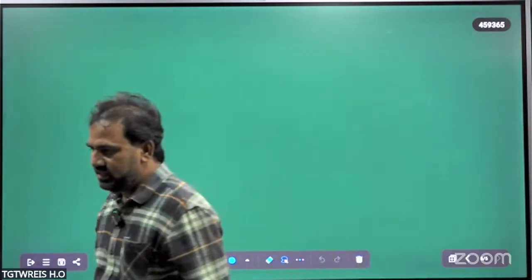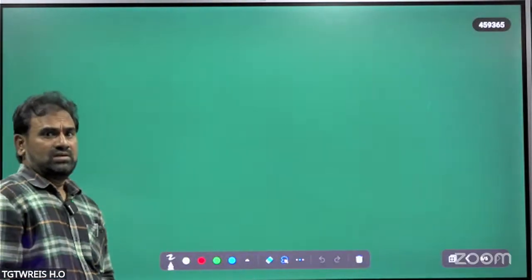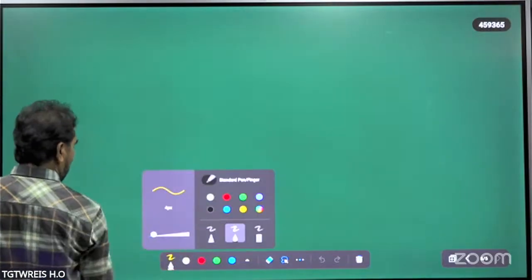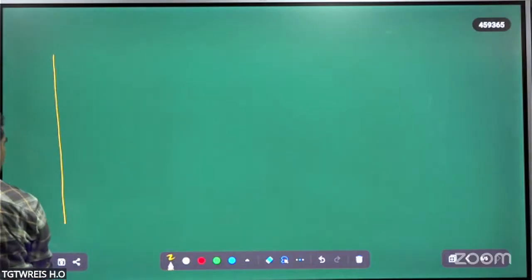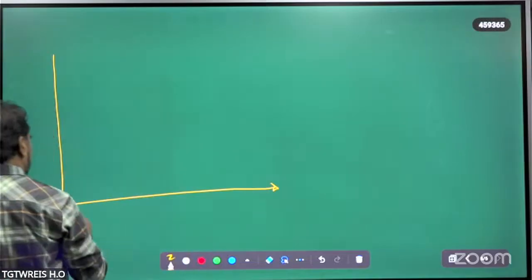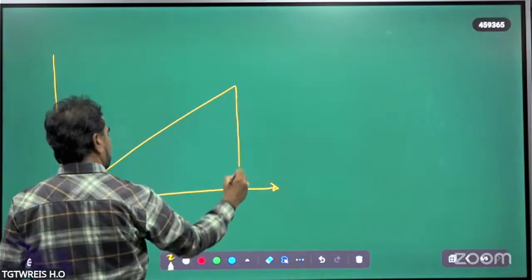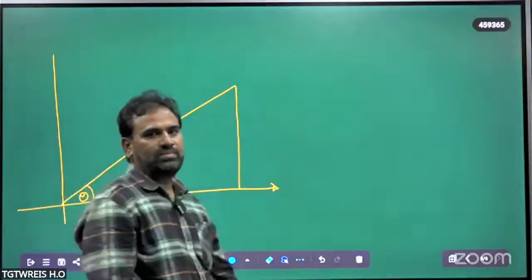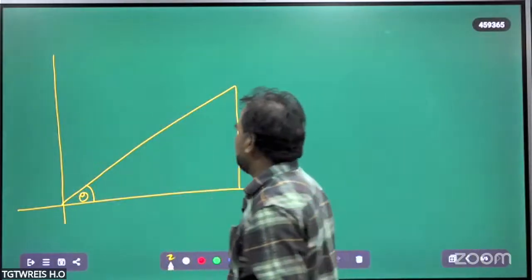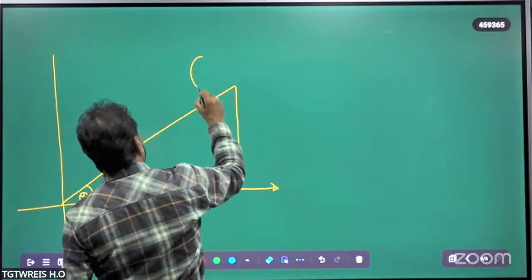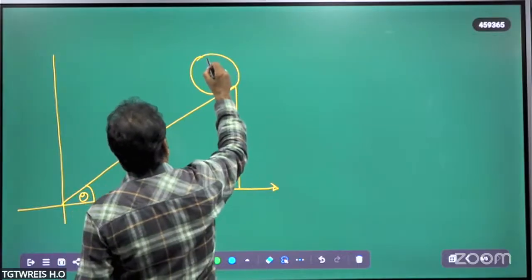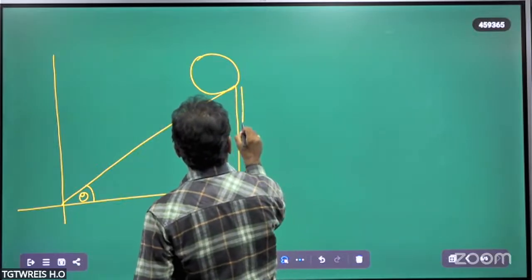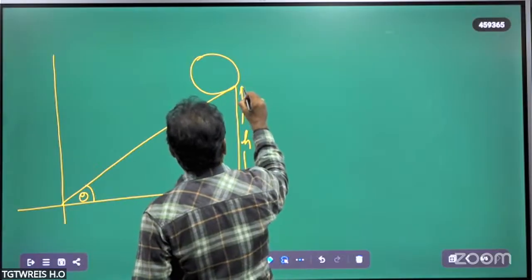Next, one more problem, beta, under the same condition. Suppose consider an inclined plane of inclination theta, and a solid sphere is initially at the top of the plane, at a height of h.